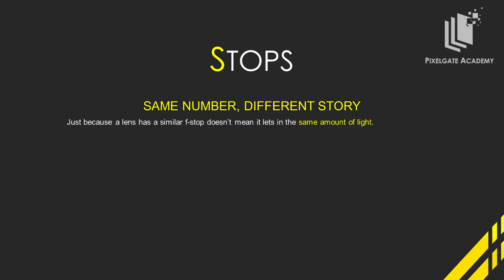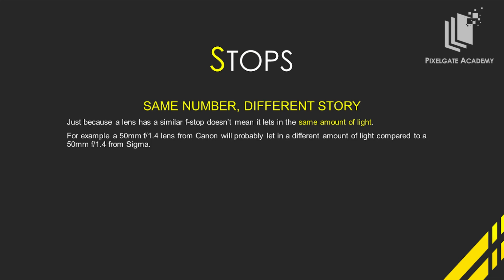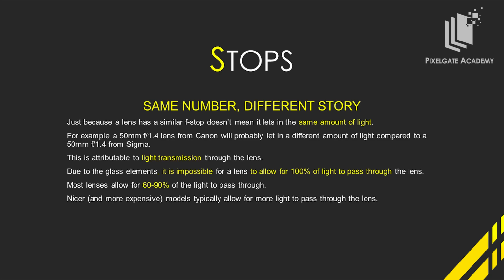Just because a lens has a similar f-stop doesn't mean that it lets in the same amount of light. For example, a 50mm 1.4 from Canon will probably let in a different amount of light compared to a 50mm 1.4 from Sigma, even though they have the same numbers. This is caused by light transmission through the lens. Due to the glass elements, it is impossible for a lens to allow 100% of light to pass through it. Most lenses allow 60 to 90% of the light to pass through the lens.